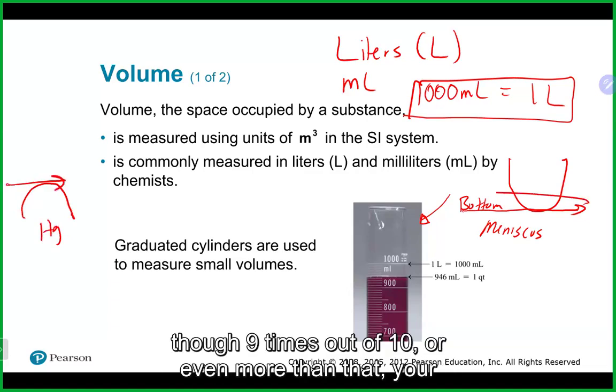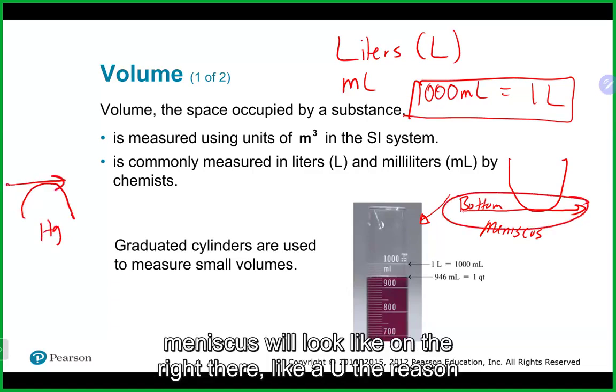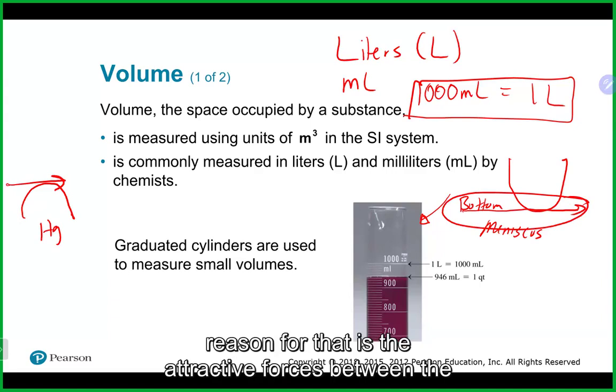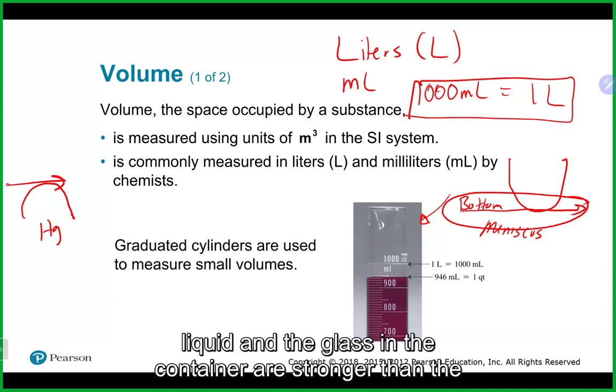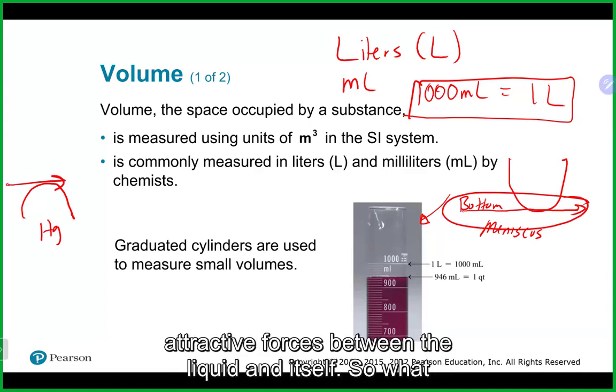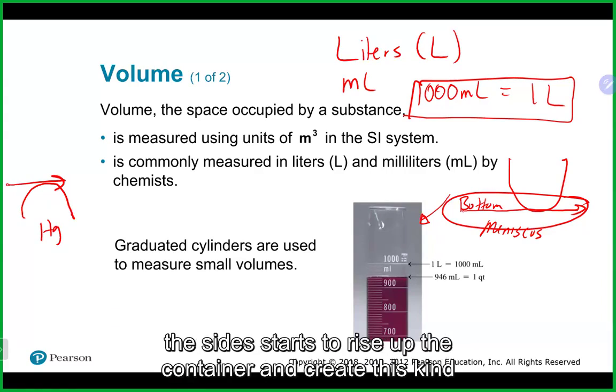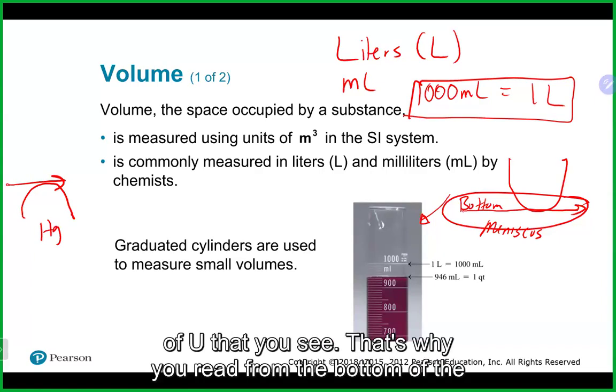I would say though 9 times out of 10 or even more than that, your meniscus will look like a U, like on the right there. The reason for that we'll talk about in another chapter, but really the reason is the attractive forces between the liquid and the glass in the container are stronger than the attractive forces between the liquid and itself. So through capillary action, the liquid in contact with the sides starts to rise up the container and create this kind of U that you see.